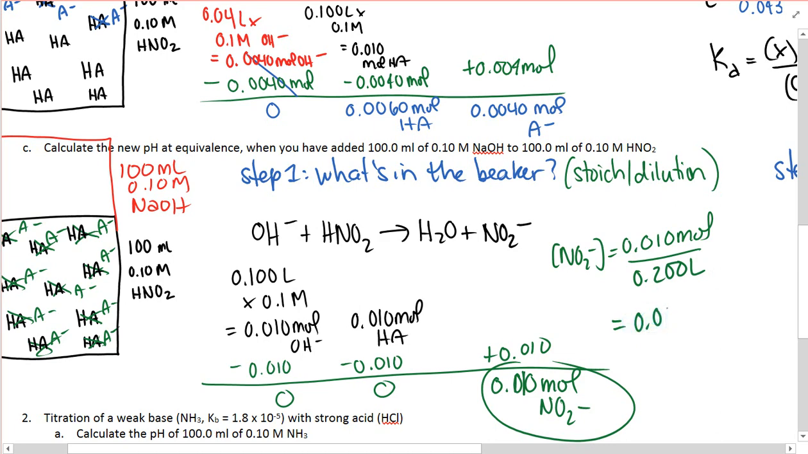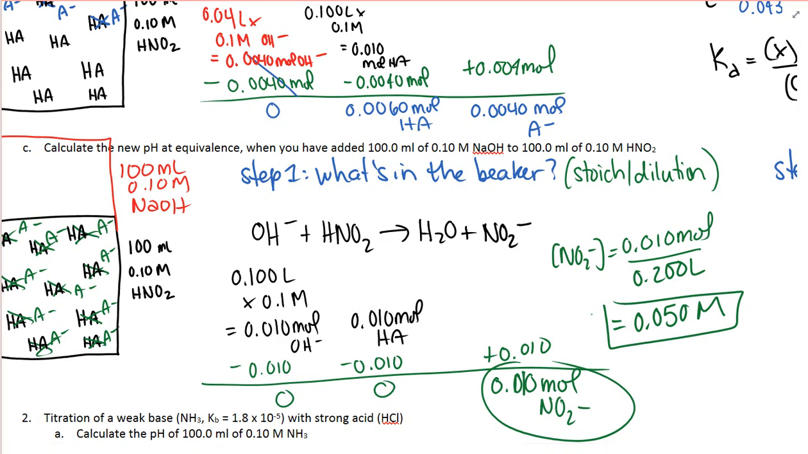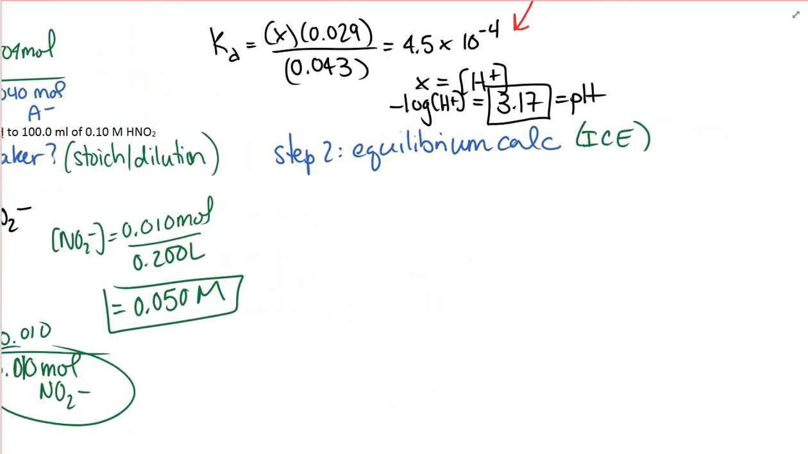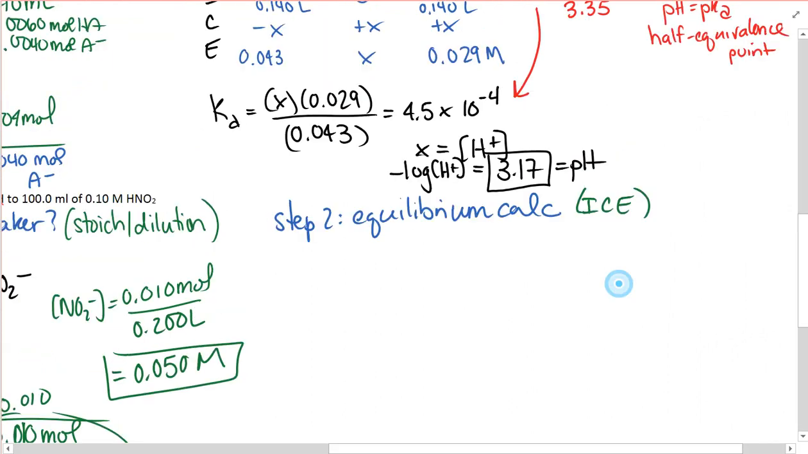So you will find that the molarity is half of what your acid started. You started out with 0.1 molar pure acid. At the equivalence point, in this case, you end up with 0.05 molar conjugate base. Okay, so now that we've figured out what's in my beaker, let's set up the equilibrium and find the pH.